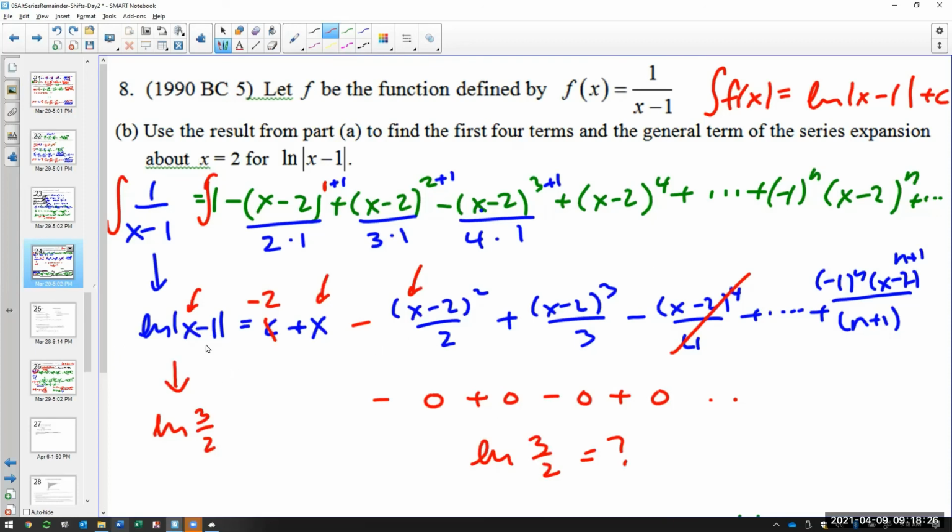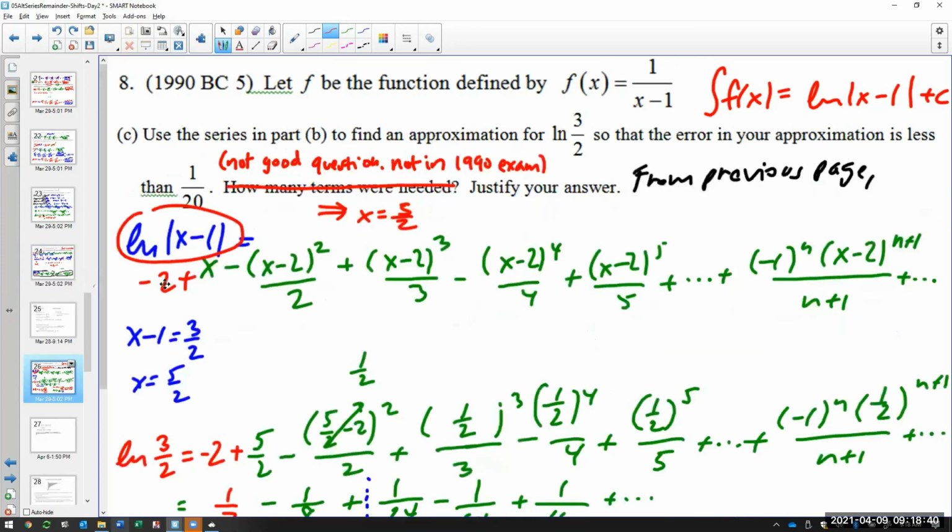And then part C says, once you put all these numbers in, go use the alternating remainder series for that. And I think you guys can do that because everything is a number now. Go find where you're less than, I think it's 1 over 1,000 or something like that. 1 over 20, sorry, 1 over 20. Go find that, plugging in that x is equal to 5 halves.